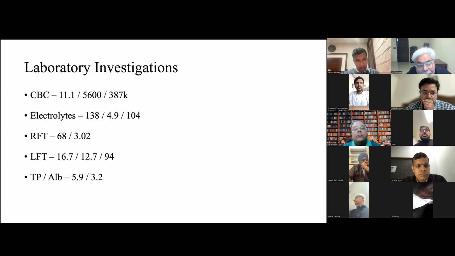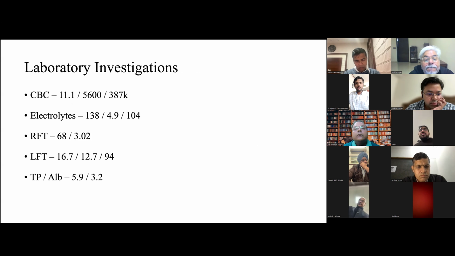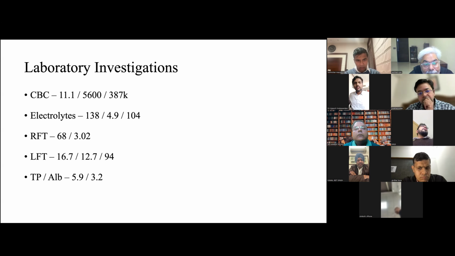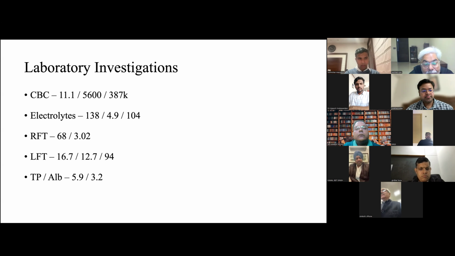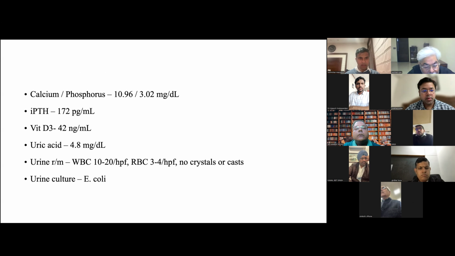On the laboratory investigations, these are the investigations that were done prior, at the first presentation during the episode of pain. On complete blood count, his hemoglobin was 11.1, counts were 5,600, and platelet counts were 3.8 lakhs. Electrolytes were within normal limits. The potassium was 4.9. On renal function tests, his urea was 68 and creatinine was 3.02. LFTs were normal and albumin was 3.2. His calcium levels were elevated, they were 10.96. And iPTH and phosphate was 3.02. PTH was 172 picogram per ml. Vitamin D3 was 42. Uric acid was 4.8 milligram per deciliter.